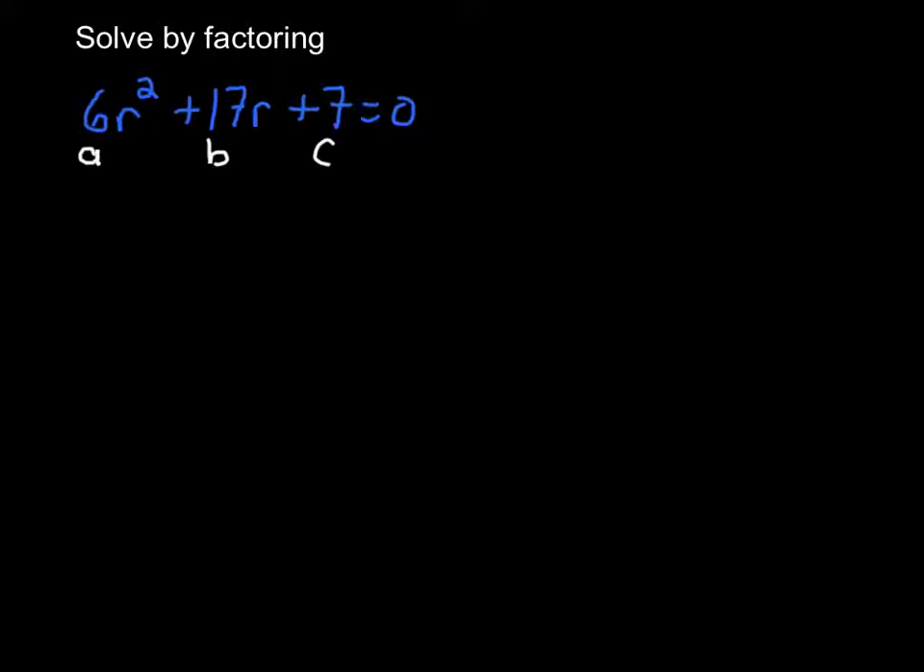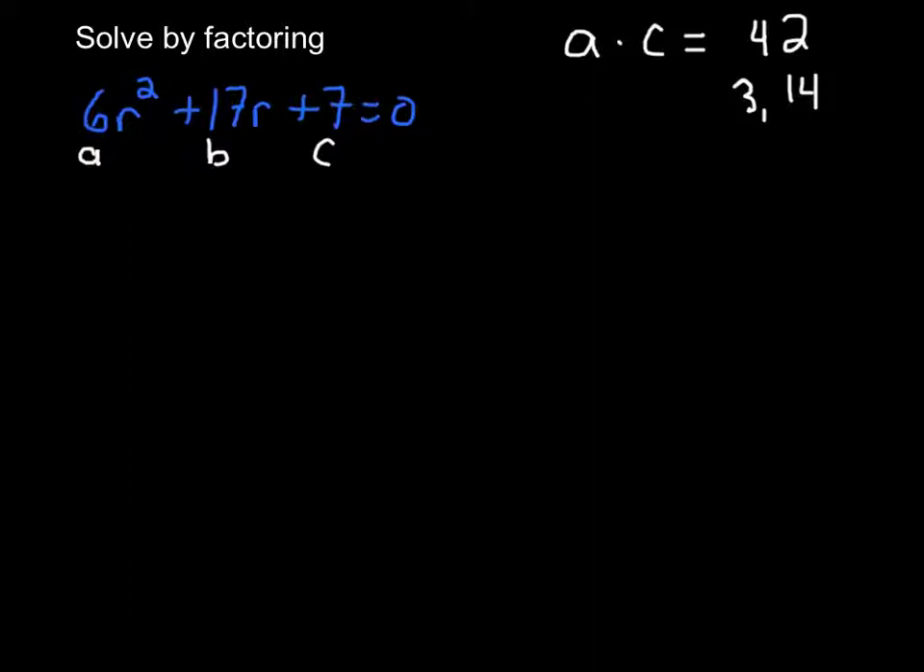Okay, so the next step is we need to multiply our a times c. A times c would give me positive 42. When we're doing this one, we need to think of two numbers that multiply together to give us a positive 42, and when we add them together will give us positive 17. So I've got to work through those. 42, 3 I know goes in there. So if we have a positive 3 and a 14, that would give me what I need. Okay, so now I have positive 3 and I have 14.